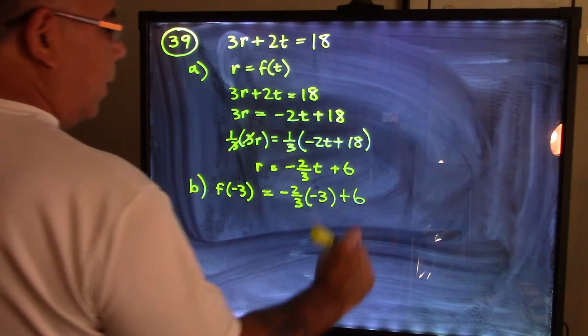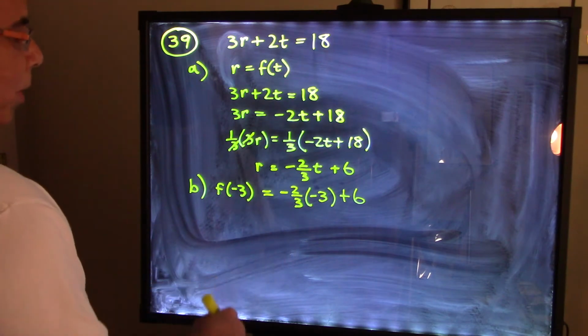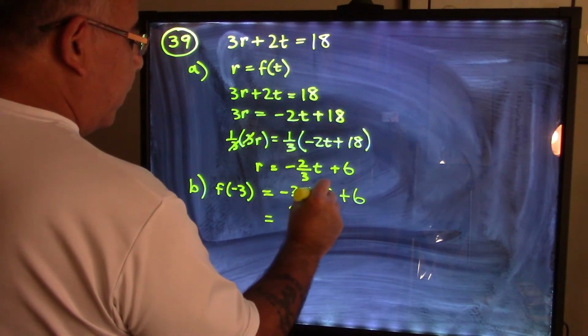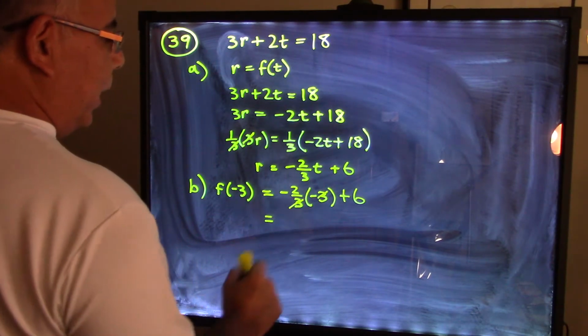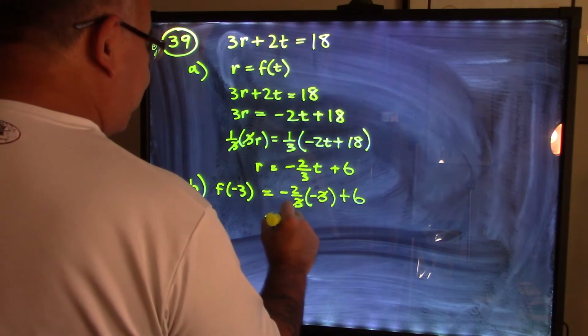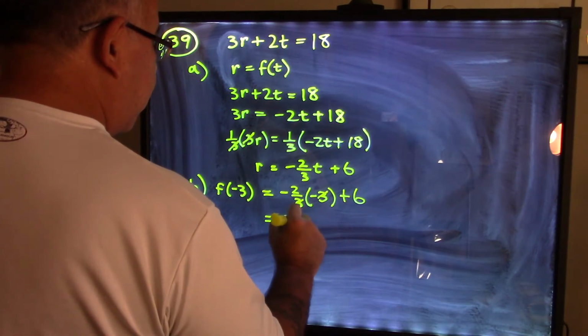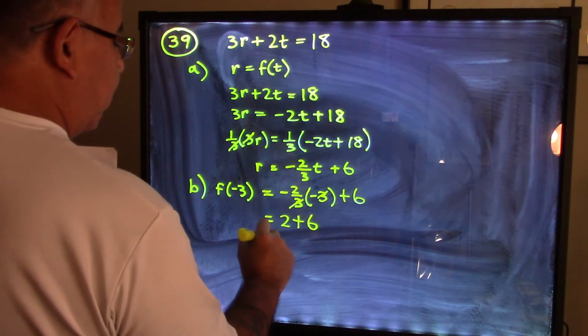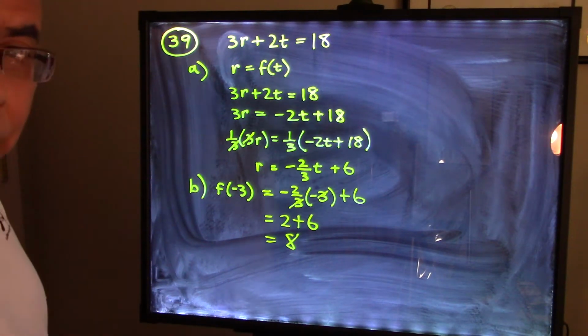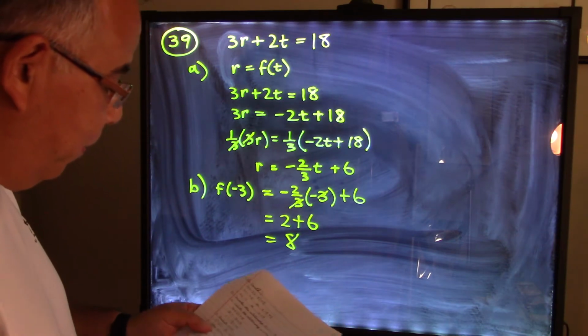Plus 6. So there's f of negative 3. These cancel. The negative times negative is positive, so that gives you a positive 2 plus 6, which is 8. There you go there.